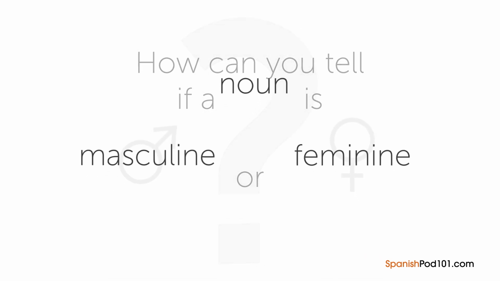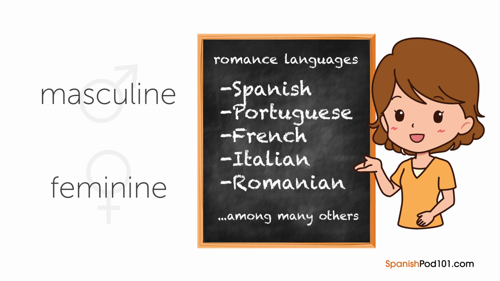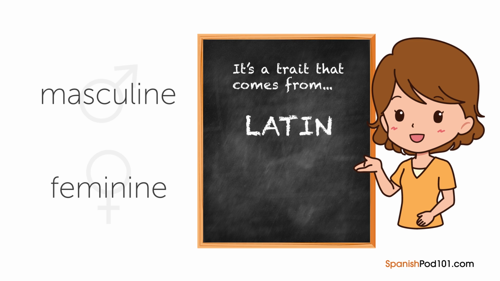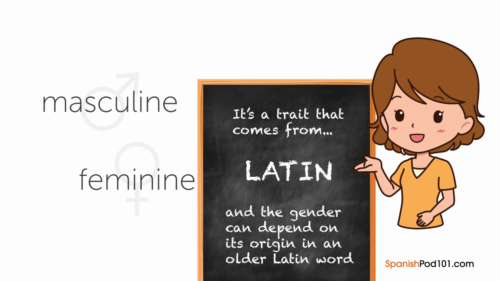In Spanish, every noun has a gender. That applies to plural nouns too. Other Romance languages have masculine and feminine nouns too. It's a trait that comes from Latin, and the gender can depend on its origin in an older Latin word.